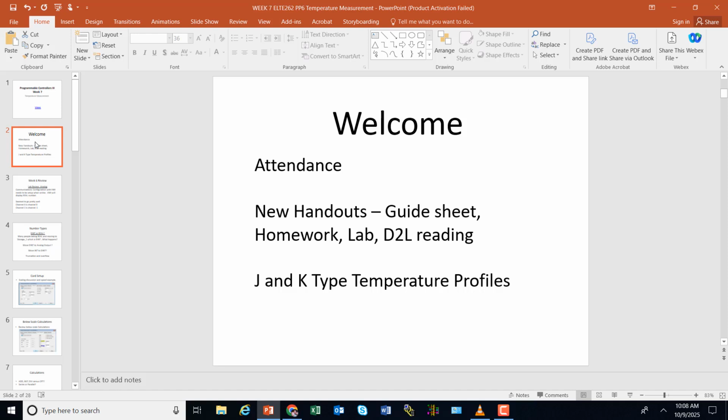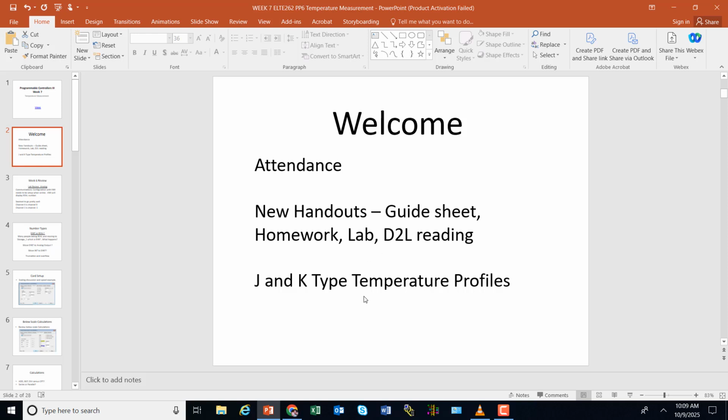I've got a bunch of handouts, including the guide sheet and the homework lab. There's really a lot of other stuff on the D2L that you want to take a look at regarding thermocouple operation, RTD, and thermistor. You want to read that stuff for the quiz. There's quite a bit: the J and K type thermocouple, temperature profiles, voltage versus temperature.